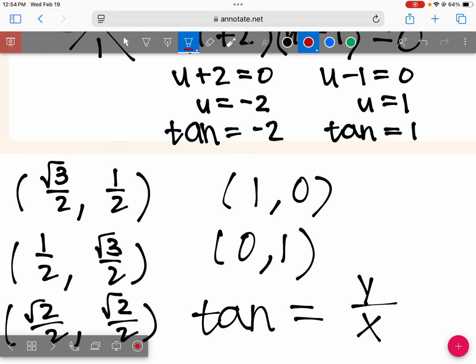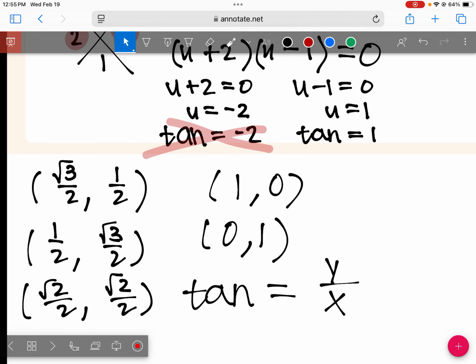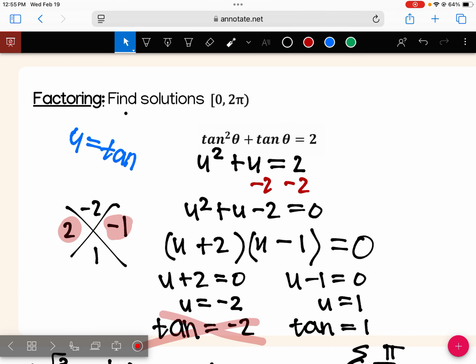So this is the best part. We get to ignore it. So now all we have left to deal with is tan equals 1. Where does tangent equal 1? Well, yeah. So radian-wise, what is that? Pi fourth. And I don't know if anyone saw this up here, but it says solution 0 to 2 pi.